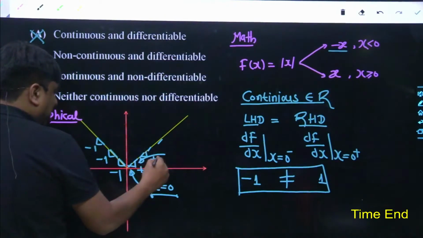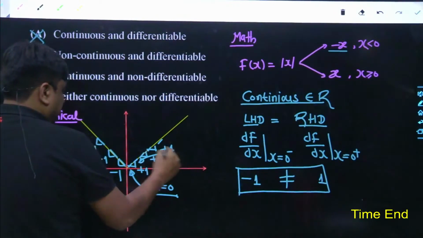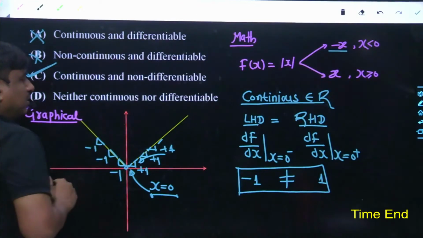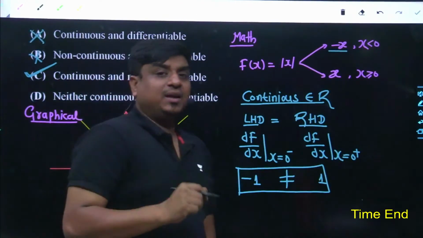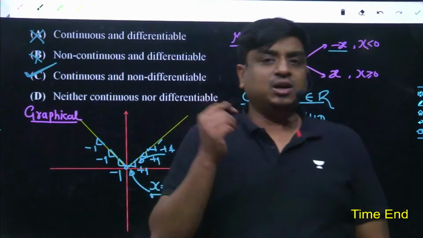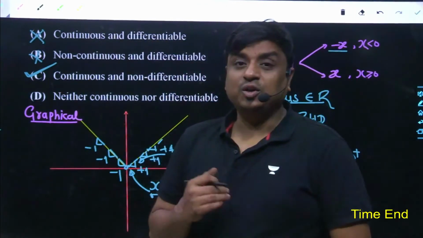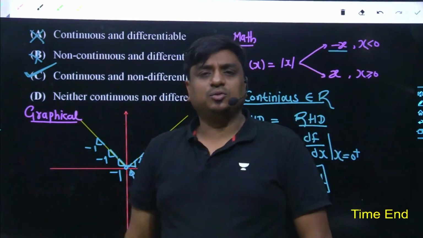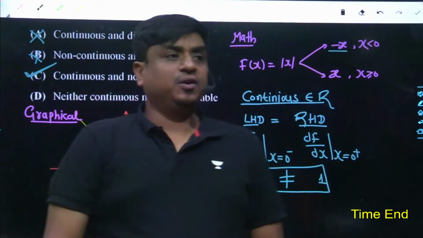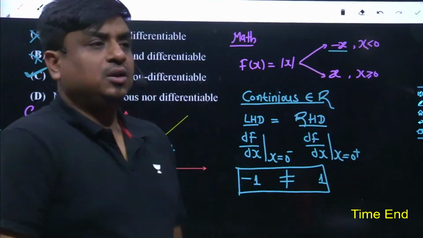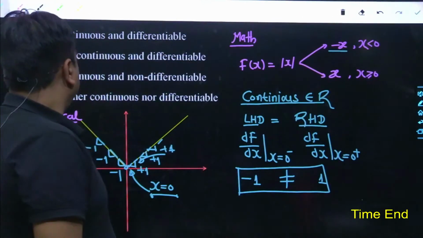And that's the problem with this question, that the sudden change in slope will not allow a smooth curve. And if the curve is not smooth, you won't be able to draw a unique tangent at the point of interest, and hence the function would be non-differentiable. Agreed with what I'm saying?